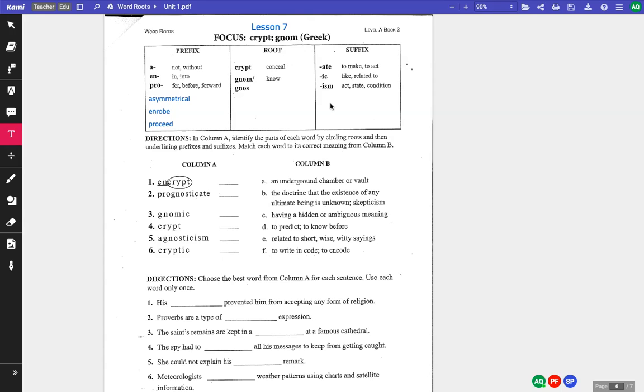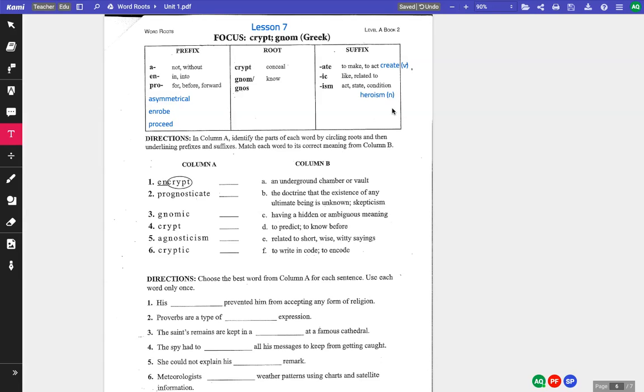Now let's look at our suffixes. Two of these suffixes we've already had, so I'm going to go ahead and add that information now. We've talked about the words create and heroism before. They have the suffixes ate and ism. These are suffixes that we've seen before.